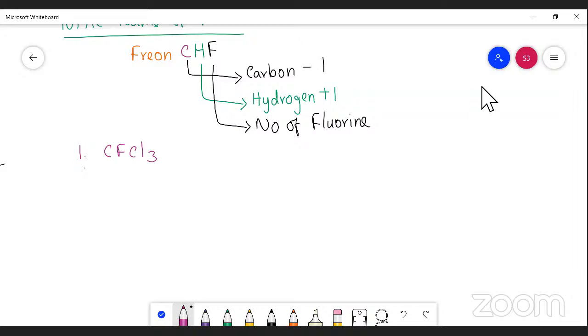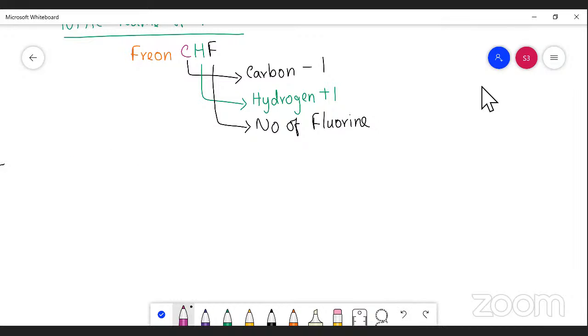Cl3. Okay, how will you name it? First, we take the number of carbon minus 1, so that we are taking the number of carbon minus 1. So listen.